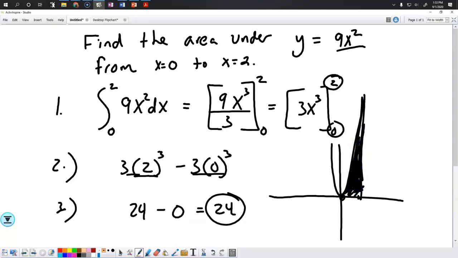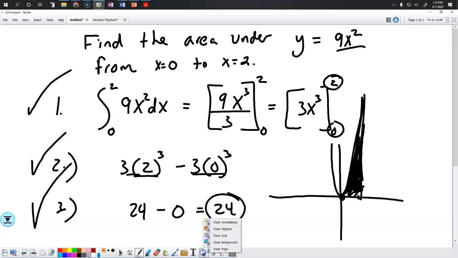Okay? So step 1, integrate. Step 2, plug in. Step 3, simplify. Tells you the area under the curve. All right? So I want you guys to be trying one of these now.